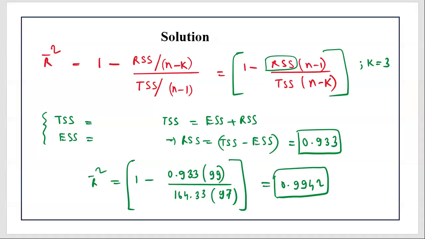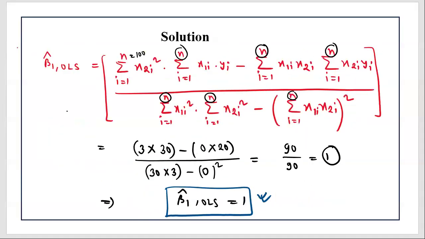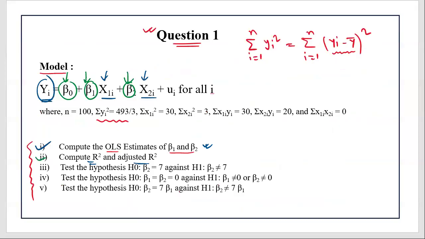So x1 and x2 may be statistically significant and they have most of the explanatory power. That is why the fitting of the model is very good, right? So this is the second part of the question. We have computed both the R square and the adjusted R square. Now let's move to the third part of the question.